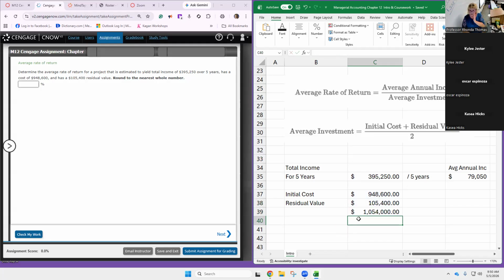Okay, so there is the denominator here. This is the denominator, and this is the average investment. So now we've got the numerator and the denominator here. So let's see what we get for our percentage. And the average rate of return will always be a percentage. All right, so here's our average annual income divided by average investment.